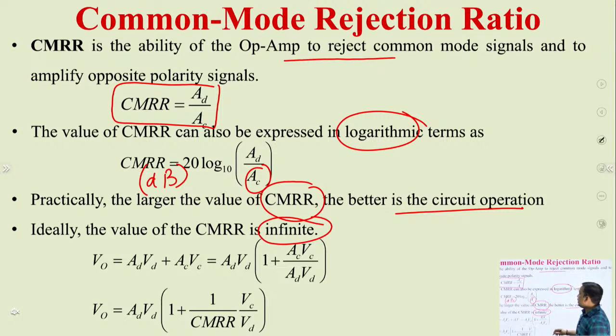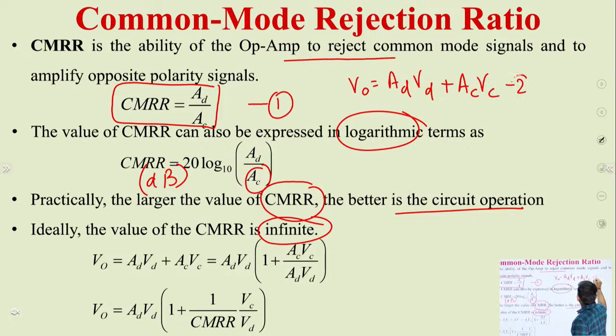So by utilizing this equation and the equation V naught equals Ad Vd plus Ac Vc, by utilizing both these equations, first and second, we get a result corresponding to the output in terms of common mode rejection ratio. So we will see how we can utilize this result.